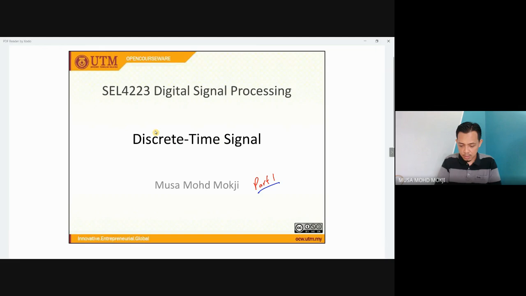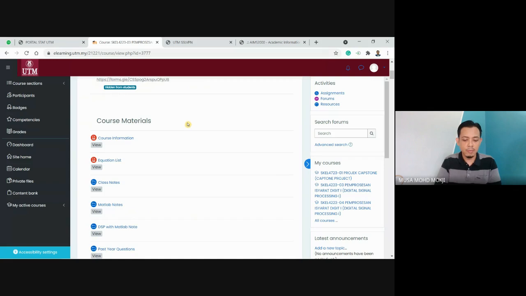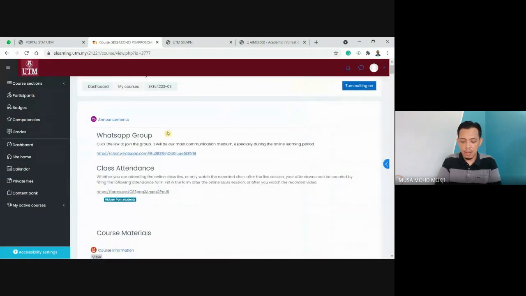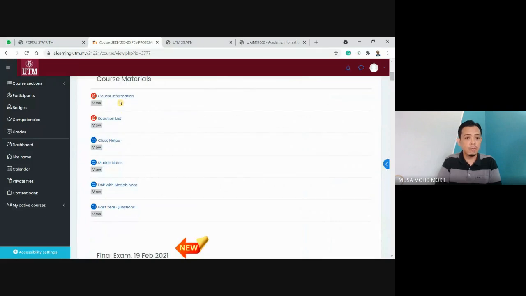Before that, any materials you can get from e-learning. So everything is here. You can get your course information, the equation list, which I will explain later, and the class notes. There are MATLAB notes, even DSP with MATLAB notes. This is a separate set of MATLAB notes. I think you have already seen it in your first year scientific programming course. You took scientific programming in first year, so this is the notes.